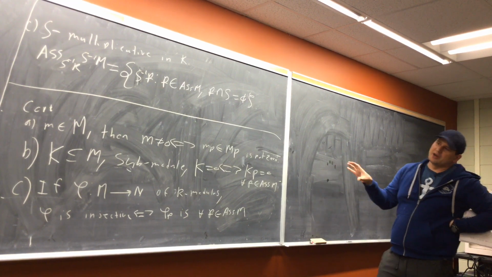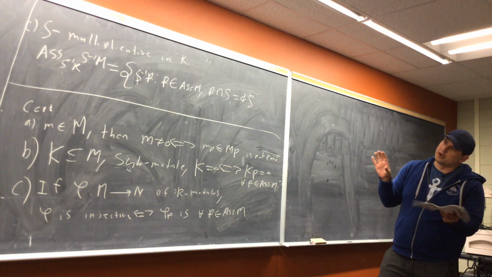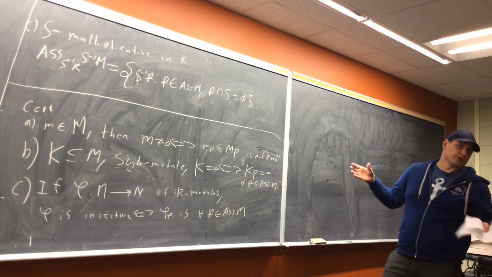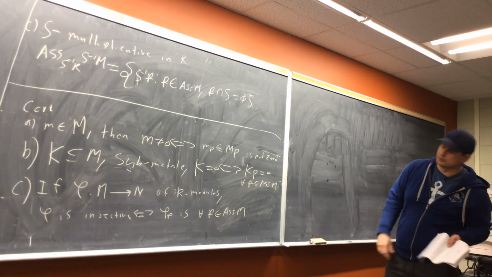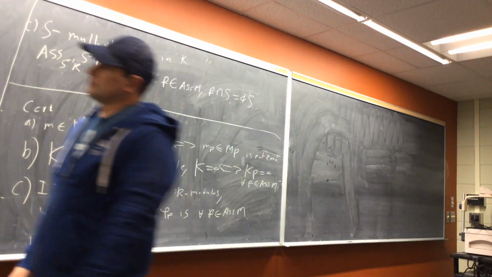And so now that we know what's happening just locally on an affine scheme, now we're going to talk about what happens if I just go to a general locally Noetherian scheme.